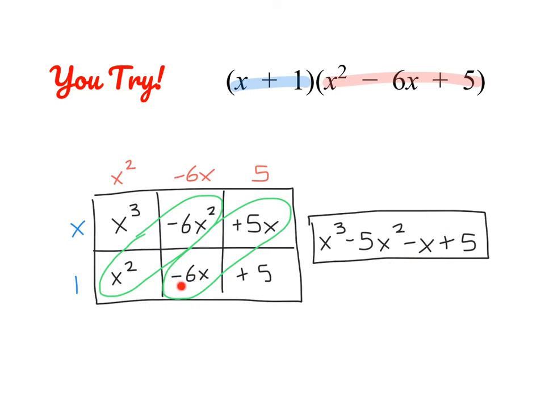And then check this term as well. If I have negative 6 and positive 5, I have more negatives. That's why this is a minus. And I have one more negative. So my answer is negative 1x, which we just write as negative x.